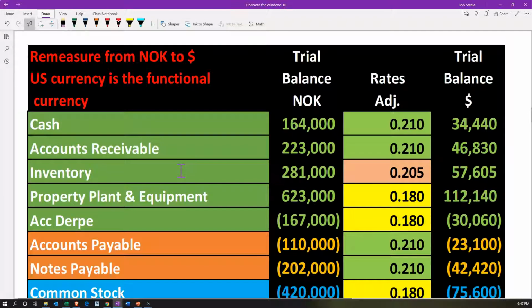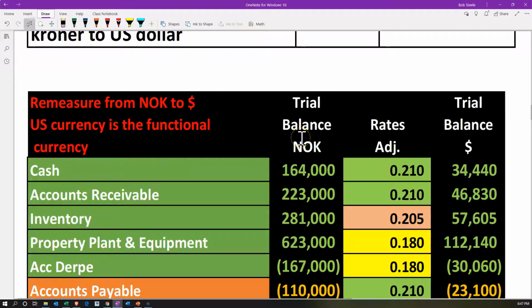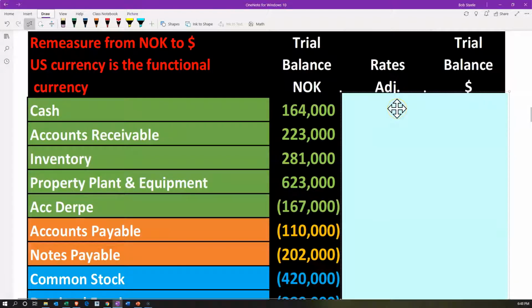Here's going to be our first worksheet. This is going to be basically the trial balance that's going to be in the foreign currency that we're then going to remeasure to the US dollar. So I've kind of blanked out the rates over here and the ending trial balance. So this is going to be our beginning trial balance. This is for the subsidiary, and the subsidiary is in the foreign currency, not the US dollar, and that's indicated by this NOK up top. I'm not going to put it on every line here.